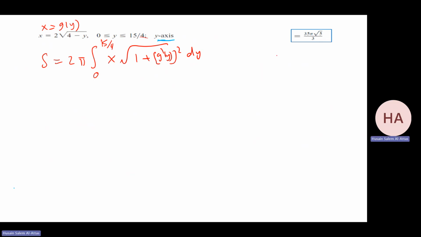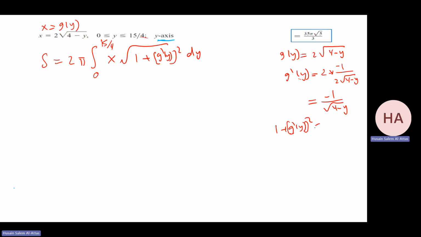Now, I will do this. g of y. What will be g prime of y? Be careful. That will be 2 times 1 over 2 square root of 4 minus y, times the derivative of this, minus 1. So that gives me minus 1 over square root of 4 minus y. So I have 1 plus g prime of y squared, that is 1 plus 1 over 4 minus y. In other words, it's 5 minus y over 4 minus y.